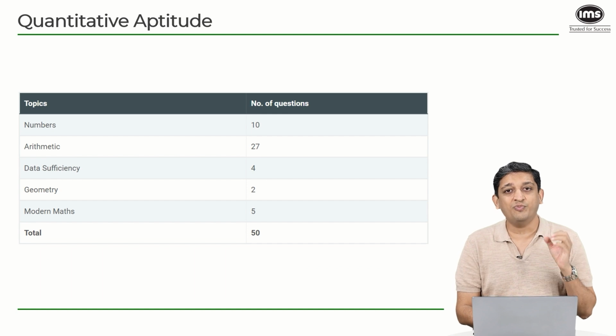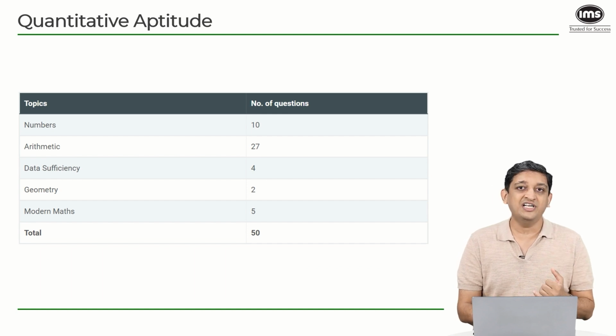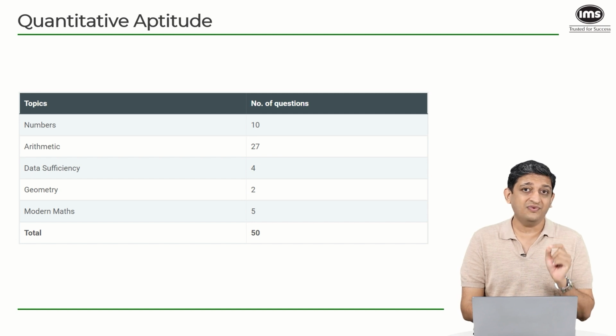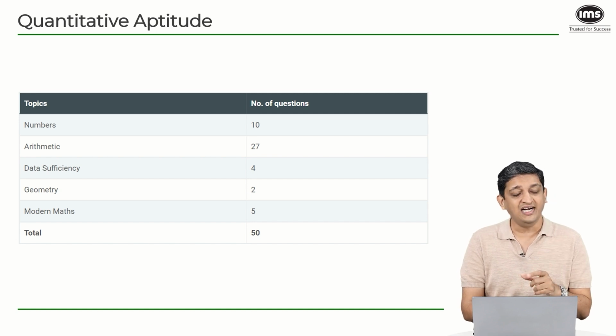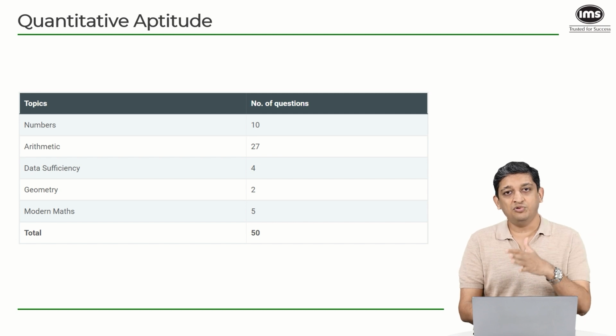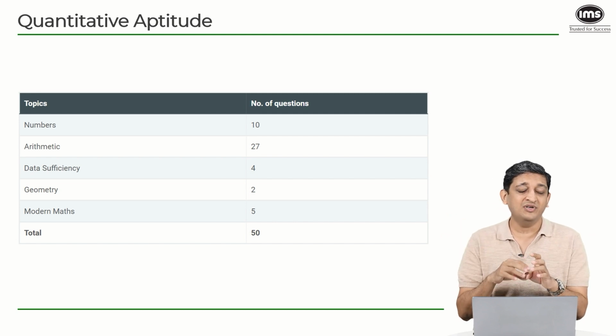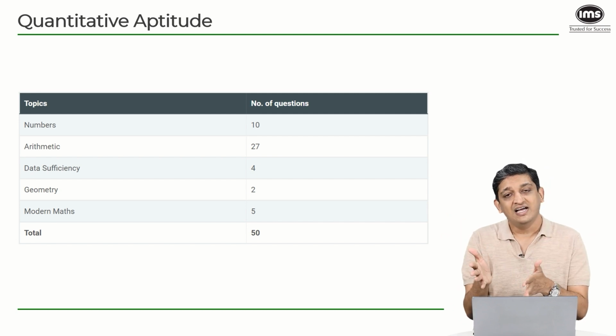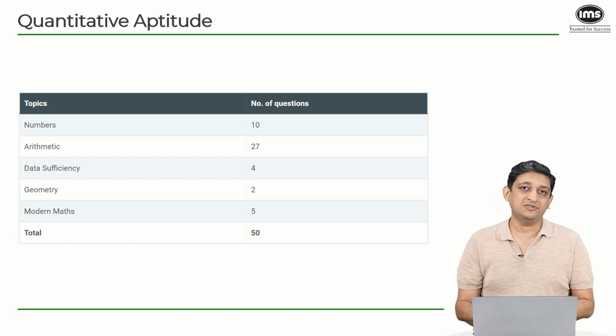So 54% of the section comprised arithmetic questions, followed by number theory based questions, which were 10 in number, followed by data sufficiency, geometry and modern math based questions. Now you have to understand here that data sufficiency is one area that you will have to be particularly good at when it comes to the CET, purely because you might see a lot of questions that expect you to apply a lot of mathematical formulas and concepts from other areas and answer the data sufficiency question.